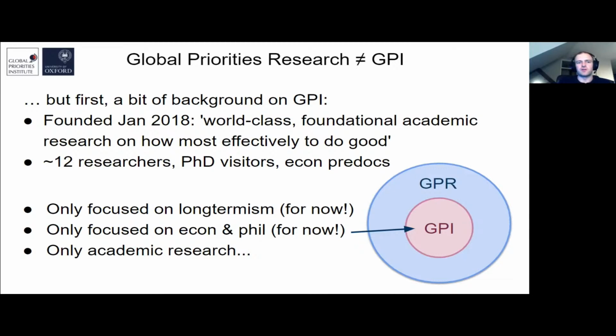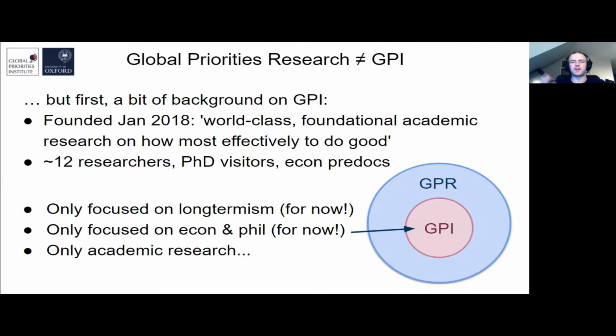So before I go into a bit more detail on that, I think I should give a bit of background on GPI. We were founded in January of 2018, and our mission statement, as on our website, says, we're founded to do world-class foundational academic research on how to do good most effectively. We have about 12 full-time researchers at the moment.